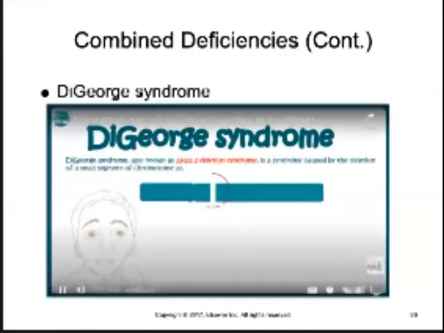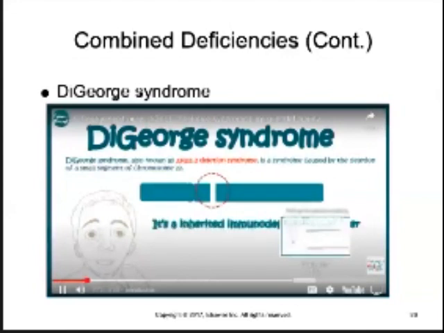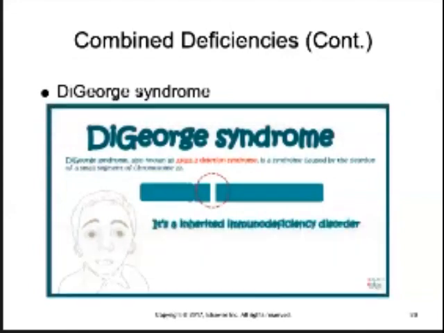Simply, DiGeorge syndrome is an inherited immunodeficiency disorder. We would learn about it in detail, but the major facts about this disease are that they have a poorly developed thymus or no thymus at all. So you can clearly understand that there would be effects on T cell production and these individuals would be immunocompromised. Lastly, these individuals undergo cardiac complications.